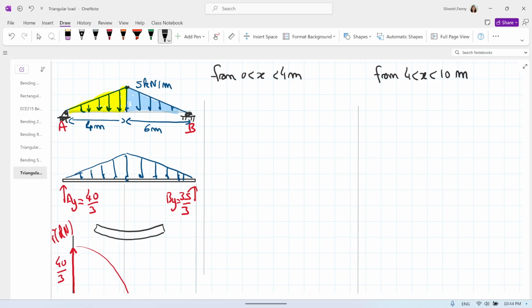Okay, so this 4 meters is decided by where my force max is on my triangular load, from 0 to 4. I have my beam like this. This is the point A, so we have the force AY. Let me not do the force AY.